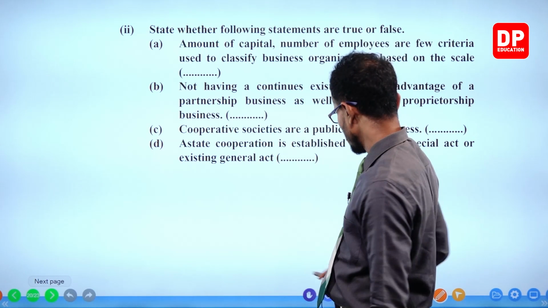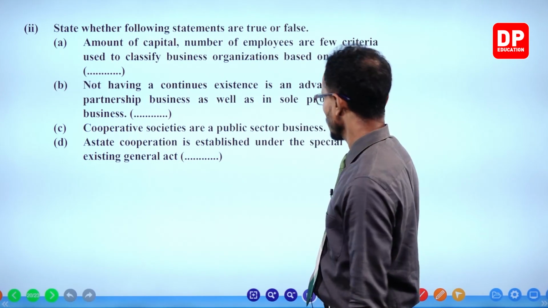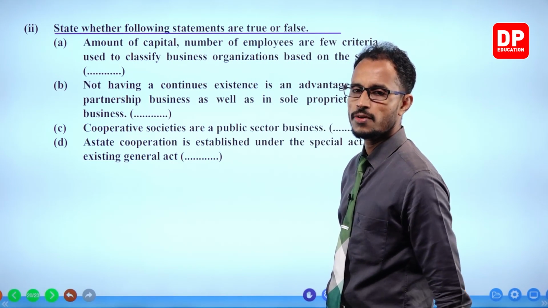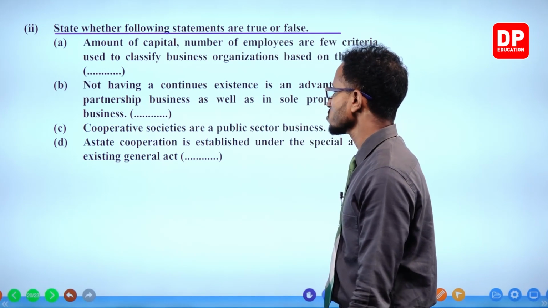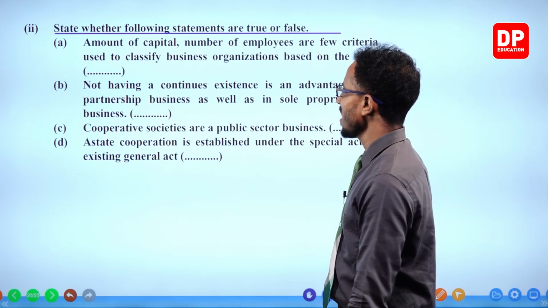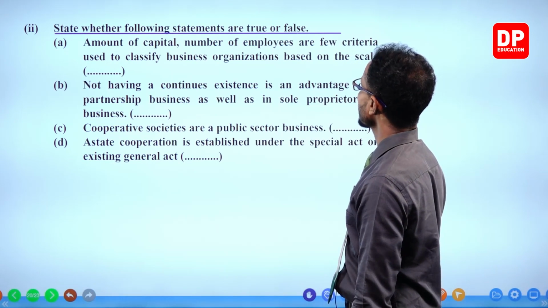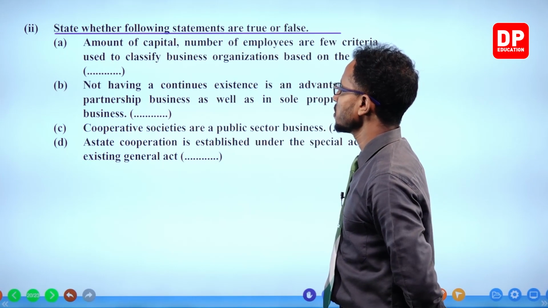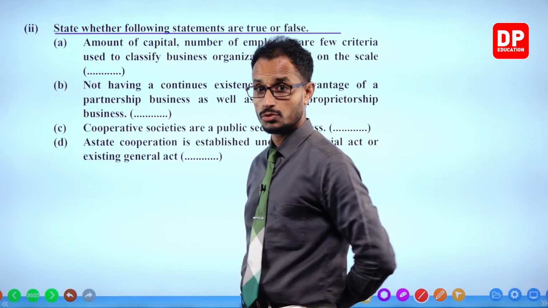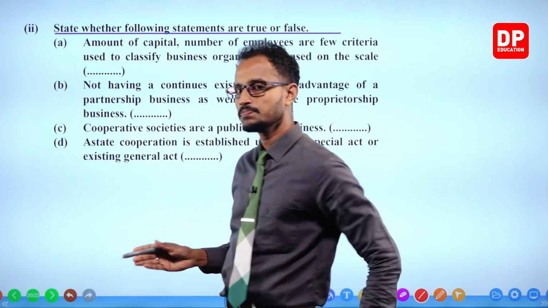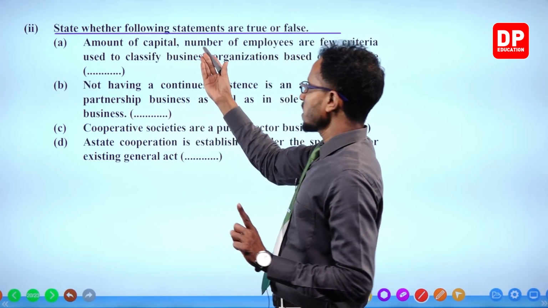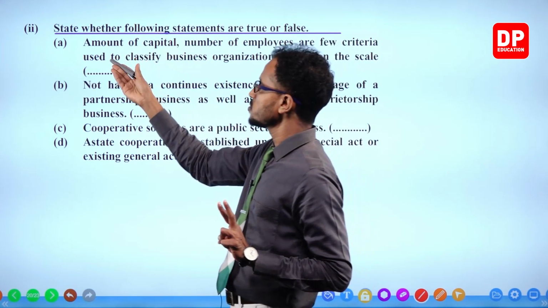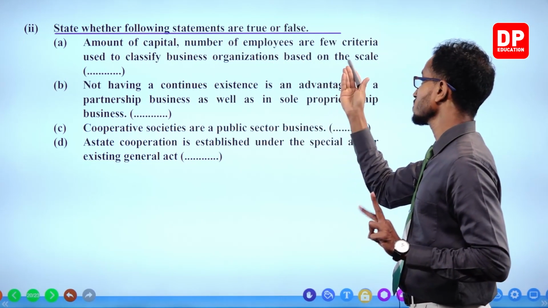Now, the true or false part. The true or false question is the favorite of most. A. The amount of capital and number of employees are a few criteria used to classify business organizations based on the scale. Let's go through it again. Amount of capital, first point. Number of employees, second point. Are a few criteria used to classify business organizations based on scale.